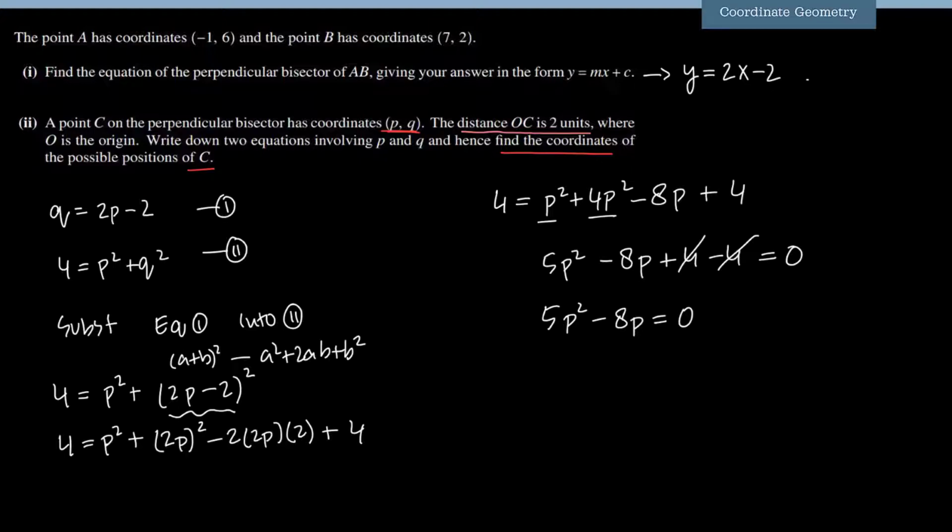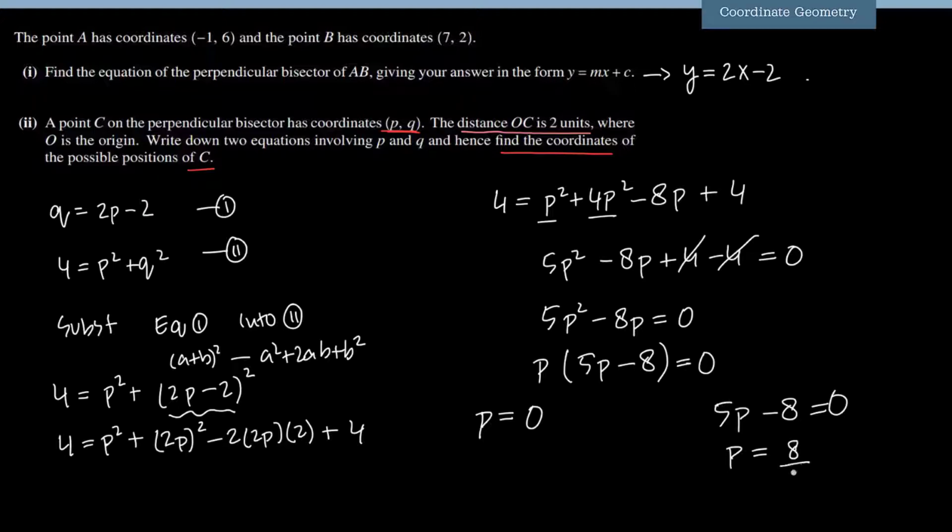Now this is a quadratic equation with no constant term, and to solve an equation like this we take the variable common. Here the variable is p, so if I take p common I'll get p times 5p minus 8 is equal to 0, and this gives me either the value of p as 0 or 5p minus 8 is equal to 0, and this gives me p as 8 upon 5. So either the value of p is 0 or the value of p is 8 upon 5.